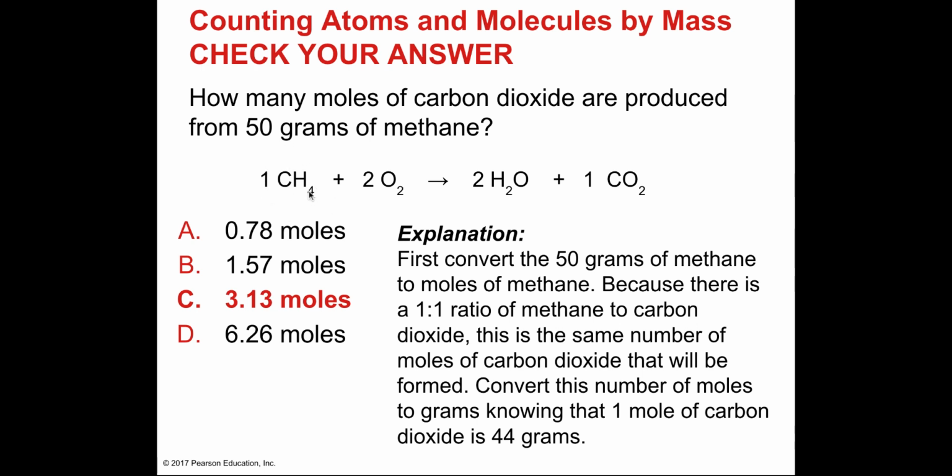But that is going to be the number of moles of methane. We know from this equation that the number of moles of methane will be the same as the number of moles of carbon dioxide. Why? Because they have the same coefficients in front of them. There's a 1 in front of methane and a 1 in front of carbon dioxide, which means that whatever moles of methane we have is going to be the same number for carbon dioxide right here.